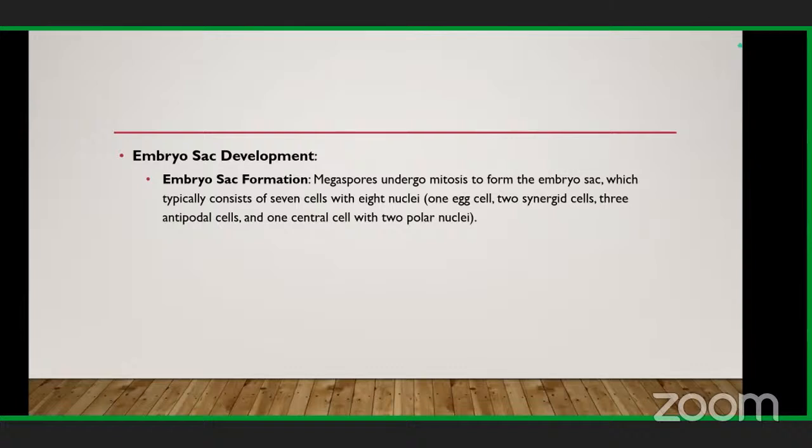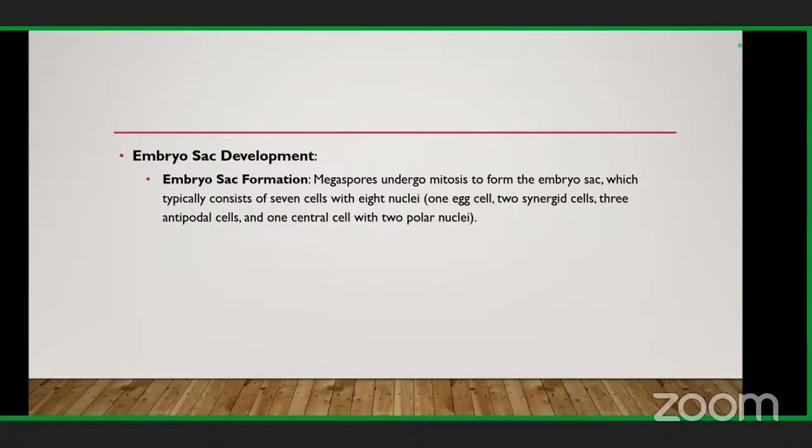And this embryo sac typically consists of 7 cells. In the microspore, there are 2 cells only, generative and vegetative. Generative will give rise to 2 sperm and vegetative will give rise to a pollen tube. But here it is 7 cells, 8 nuclei. So there are 7 cells and 8 nuclei.